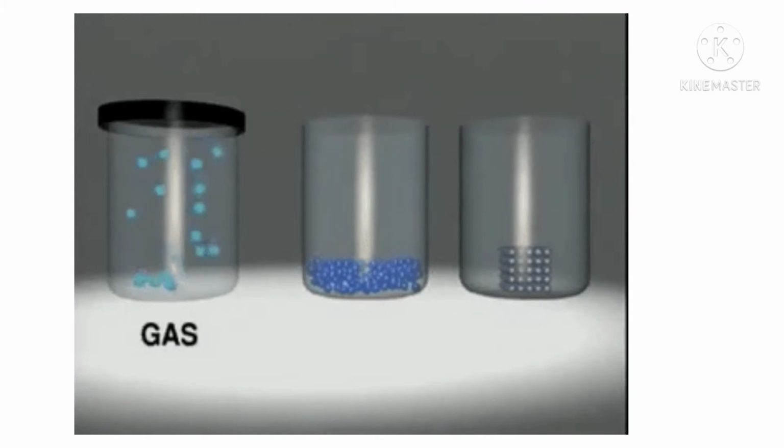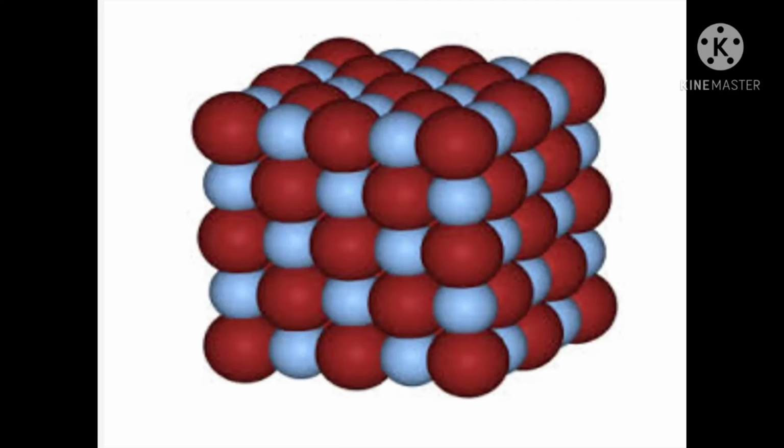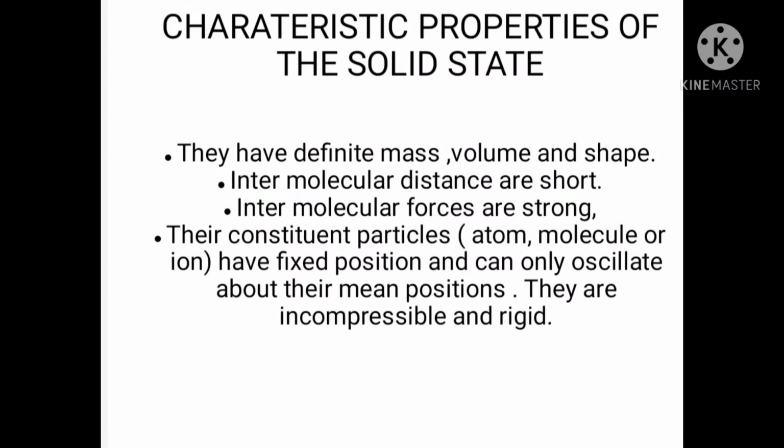Now let's study some other major characteristics of solids. The characteristic properties of solids are they have definite mass, volume and shape. Intermolecular distances are short. Intermolecular forces are strong. Their constituent particles such as atoms, molecules or ions have fixed position and can only oscillate about their mean position. They are incompressible and rigid.